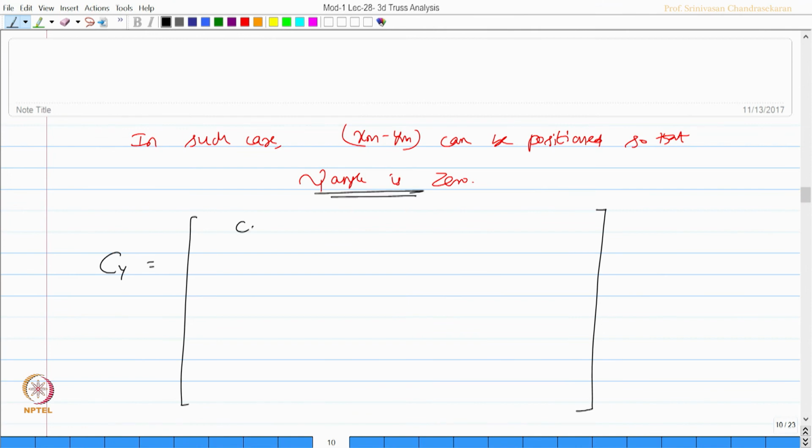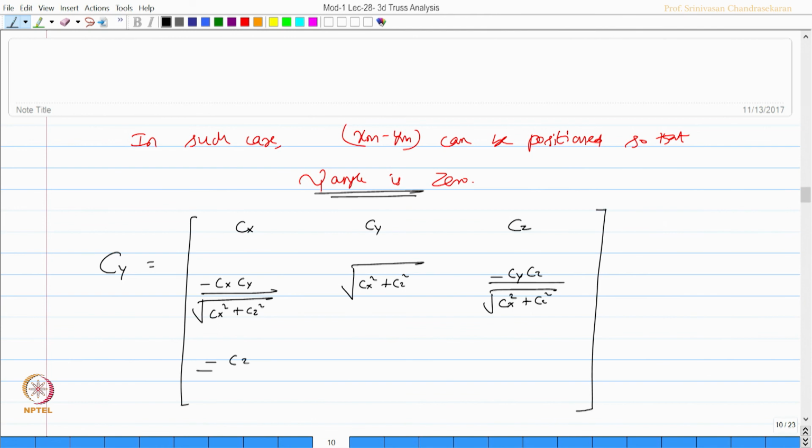So, Cy is given by Cx, Cy, Cz; minus Cx Cy by root of Cx square plus Cz square, root of Cx square plus Cz square; minus Cy Cz by root of Cx square plus Cz square, minus Cz by root of Cx square plus Cz square, 0, Cx by root of Cx square plus Cz square. That is Cy.